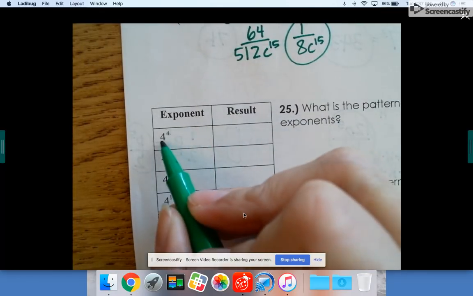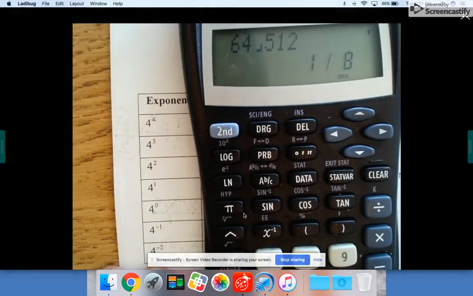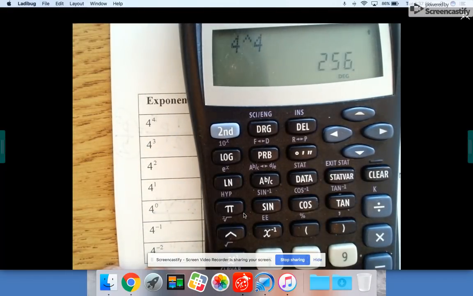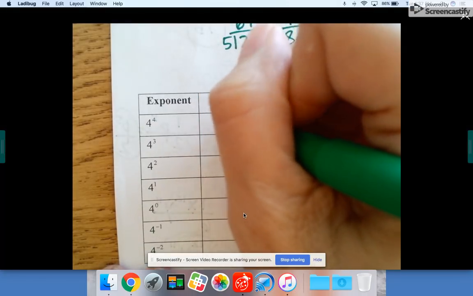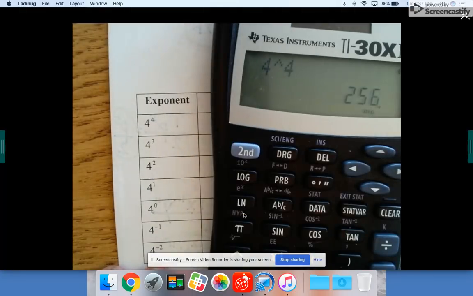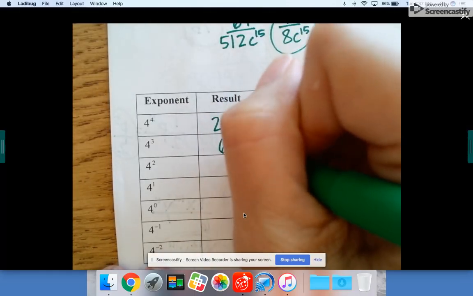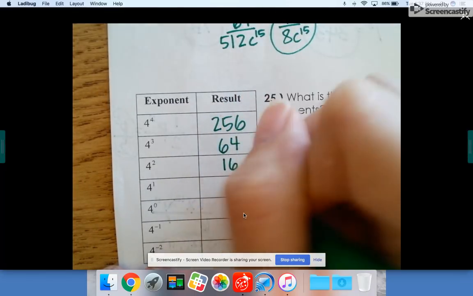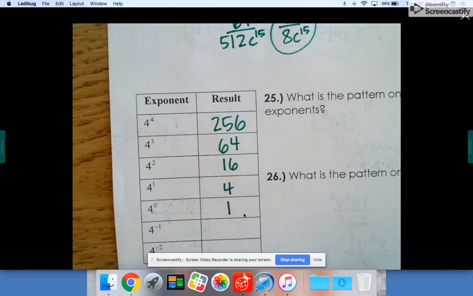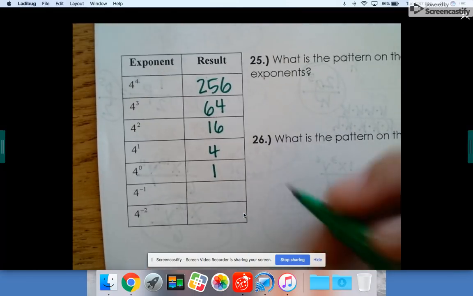All right, last one. 4 to the 4th, I have no idea. 256. 4 to the 3rd, 64. 4 squared is 16. 4 to the 1 is 4. 4 to the 0 is 1. Anything to the 0 is 1. And then it starts getting tinier.